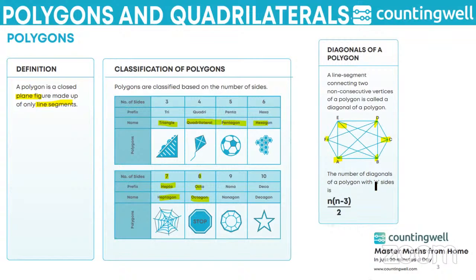And the number of diagonals of a polygon with n sides is n into n minus 3 by 2. So if you substitute n equals 3, for example, a polygon having 3 sides is a triangle. If you substitute n equals 3, we get 0 here. That means a triangle has no diagonal. Similarly, if you put n equals 4, which is a quadrilateral, we have 4 into 4 minus 3, which is 1, so 4 into 1 divided by 2. So you have 2. So a quadrilateral has 2 diagonals. So in general, for n sides we have n into n minus 3 upon 2.